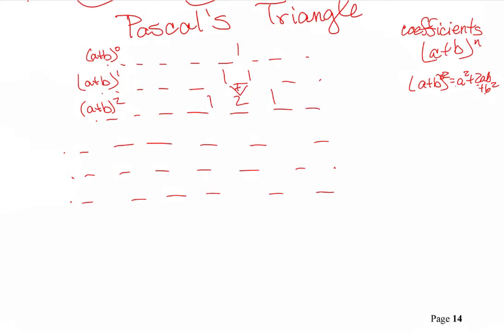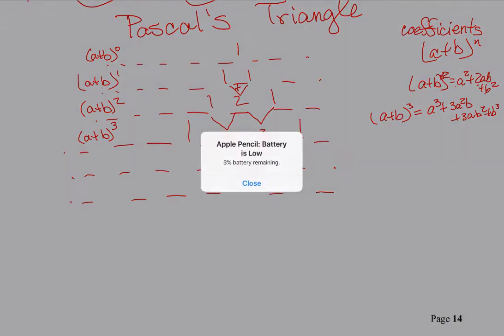Notice that when I add the ones right here, I get a 2. So if I add these 2 right here, I get 3. And if I add these 2 right here, I get 3. And my outside numbers are always 1. That is a plus b cubed. If I multiply out a plus b cubed, I promise you I will get a cubed plus 3a squared b plus 3ab squared plus b cubed.